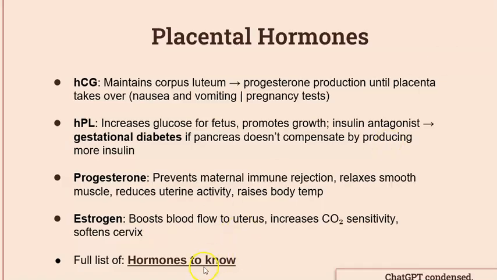The full list of hormones to know are here. Again, I would concentrate on what HCG does. I would concentrate on follicle stimulating hormone and luteinizing hormone, like we talked about, where they are secreted and what their jobs are, HPL and how it works with gestational diabetes, progesterone, and estrogen. And then in Module 2, we'll talk a lot about oxytocin and how that helps with the initiation of labor and how it helps with breastfeeding.